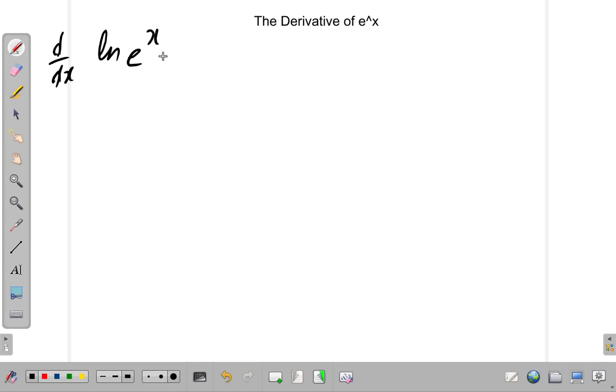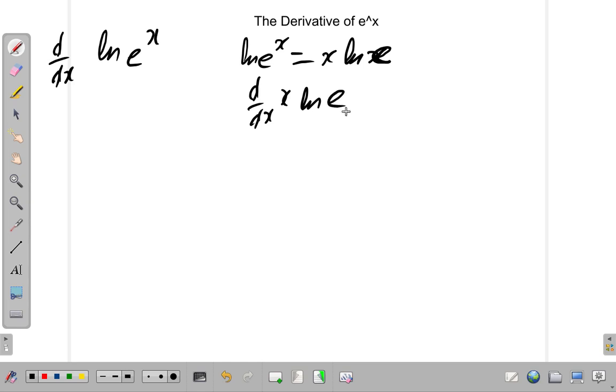First of all, when you have ln e to the x, from the rules of logarithm, ln e to the x is the same as x ln e. So let's find d by dx of x ln e. Let's use the product rule.